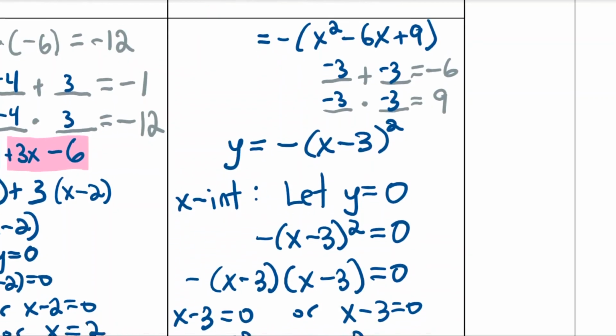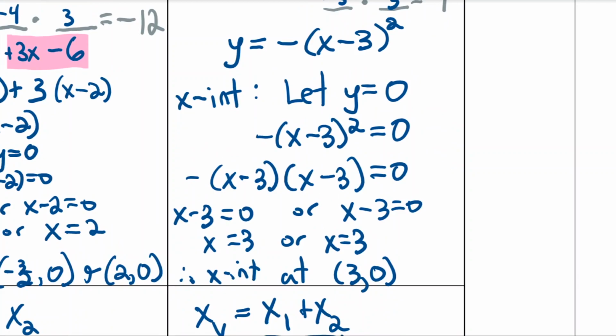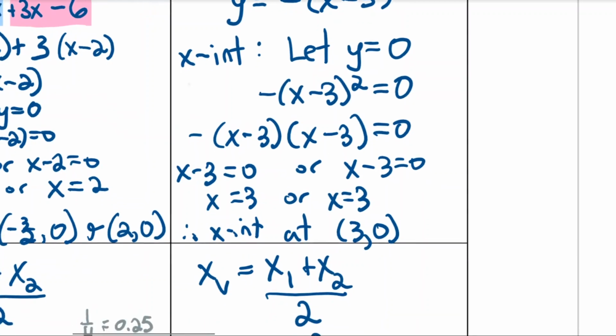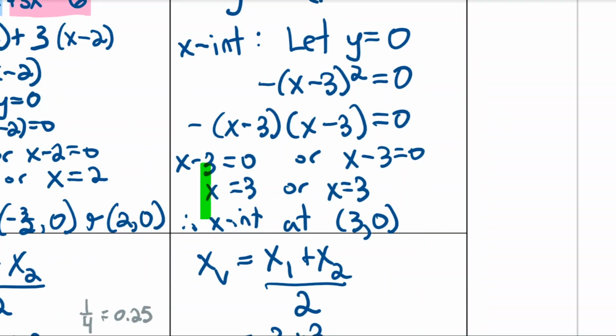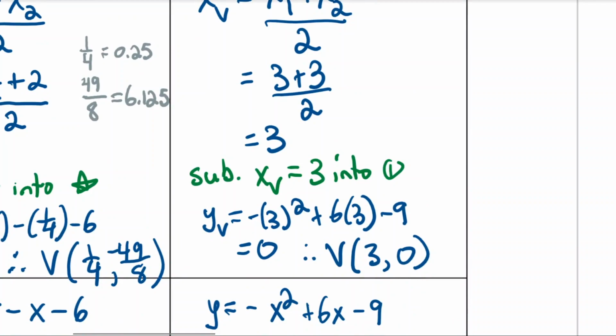And to find the x-intercepts, we let y equal 0. So we've got negative x minus 3 squared equals 0, which is the same thing as saying x minus 3 times x minus 3. In this case, you can see our x-intercepts are at the same place, which just means that's where our vertex is. Our vertex is at x equals 3. So this is going to kind of come together here. If I find the x value of my vertex, I just average them. If it's the same value, it's just going to be the same value again. And then we substitute that into our original equation. So our vertex is at 3, 0.